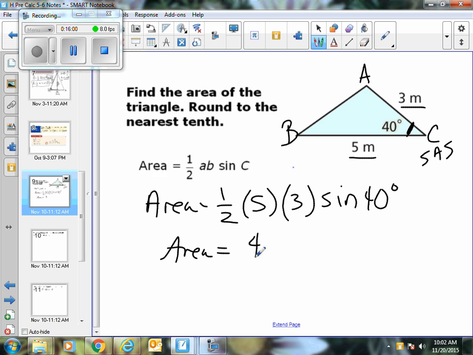And I got 4.8, and these are in meters, so square meters, because remember this is area, space inside. Really quick and easy way if you don't have the altitude. So this is taking off the dropping the perpendicular yourself and trying to figure out what that height is. You could always do that, but this is just a little bit faster.